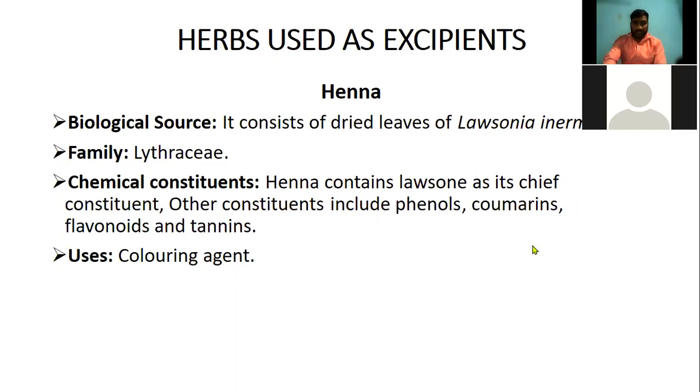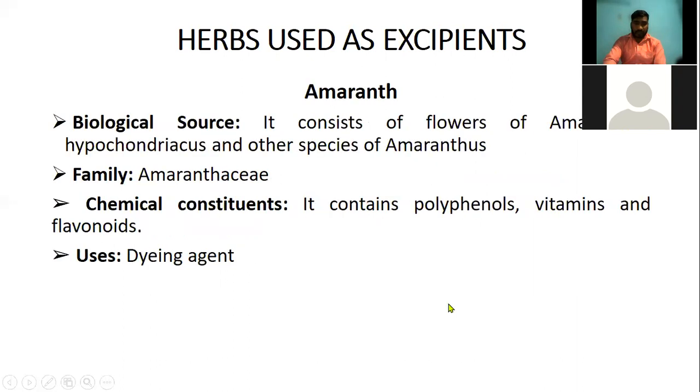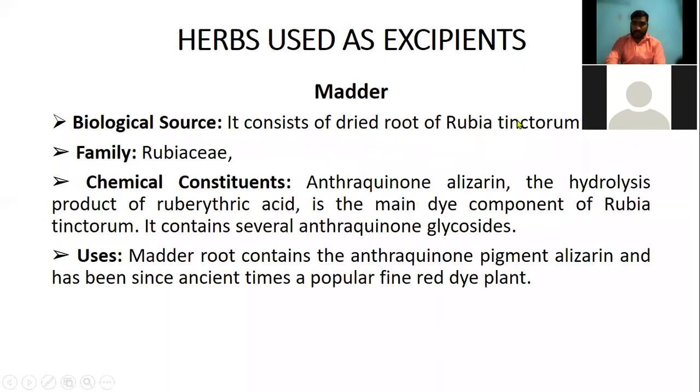Then another example we will go to is Amaranth. What is the biological source of Amaranth? It is basically used as a dyeing agent. So first of all, see what the biological source is. It consists of the flower.